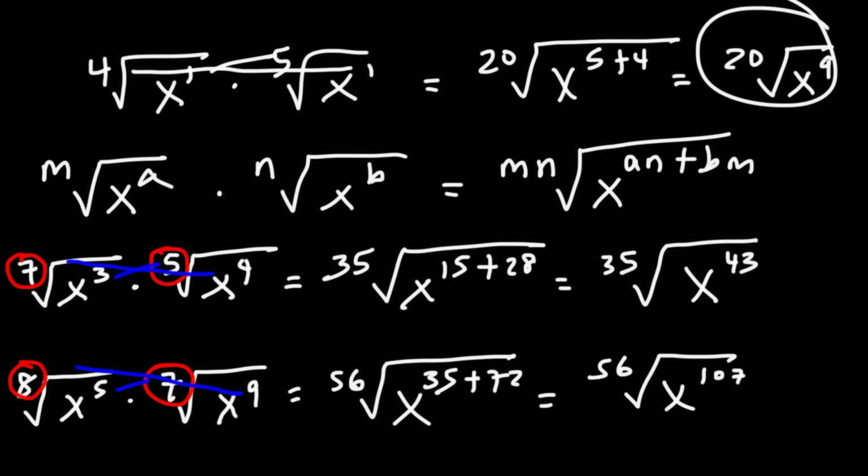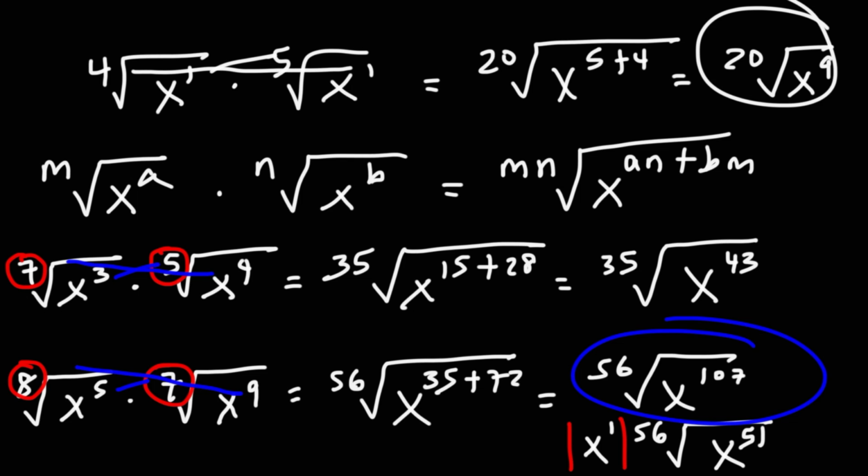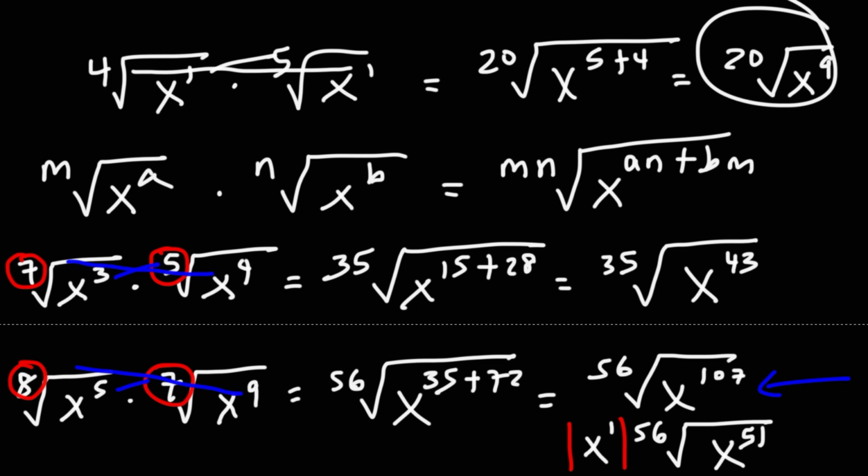Now, 56 goes into 107 one time, so we could take out an x. And 107 minus 56, that's going to be 51. So we have 51 remaining. So we could simplify our answer like this. Or if you want to, you could leave your answer like this too. This is still correct as well. But let's show another way in which we can get this answer. Let's confirm that that answer is indeed correct.